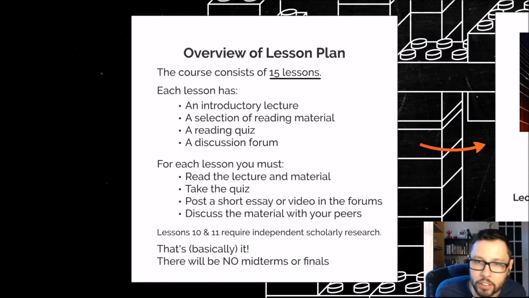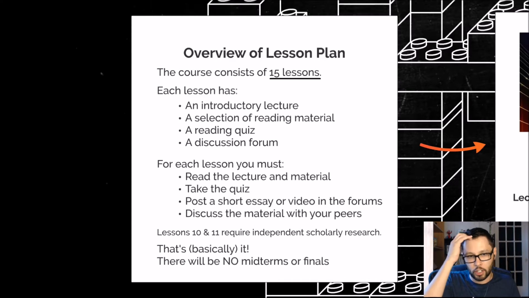The core of the class is right here. This is the lesson plan that structures the core of the class. The class consists of 15 lessons. Each lesson has a lecture with some reading material, a quiz on that material, and then a discussion forum where you can write an essay and engage your peers. There's 15 of these lessons. Each one has a separate lecture, quiz, and forum. You need to complete all 15 for full credit.